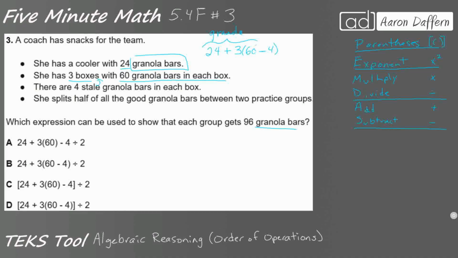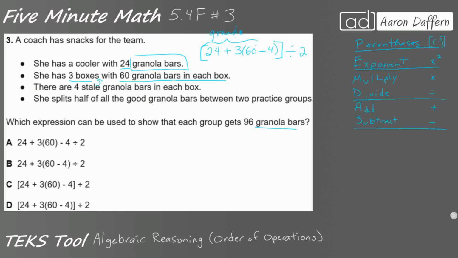And then you take all of the good ones and you split it between 2 practice groups. So I need to take all of this, the 24 good ones, plus the 3 boxes of 56 good ones. So since I already am using the parentheses, I need to put brackets out there. I need to do this, and we need to divide by 2. So that is looking like D.